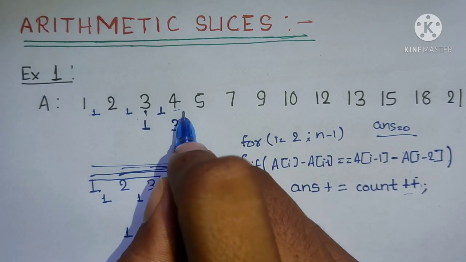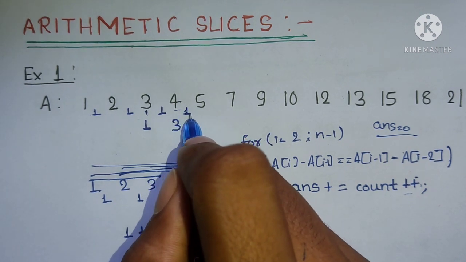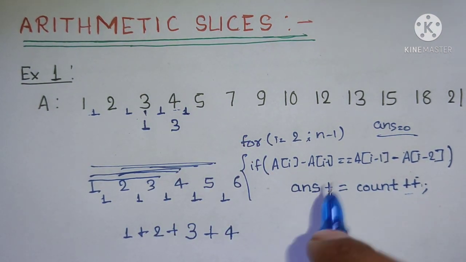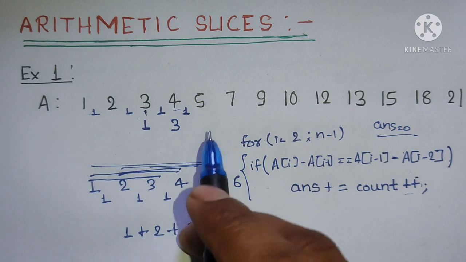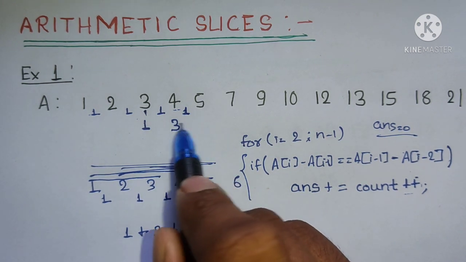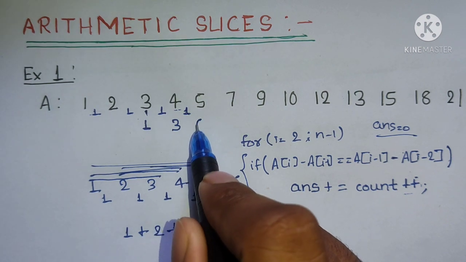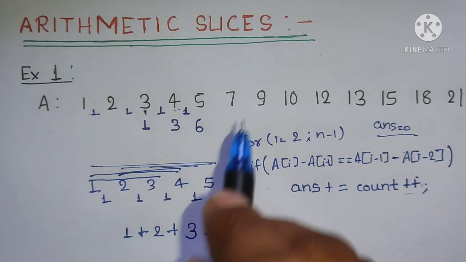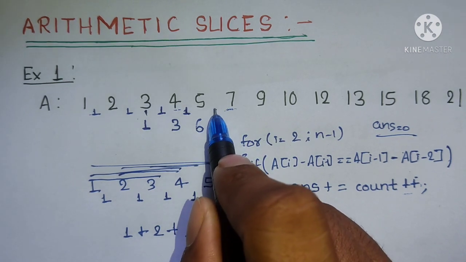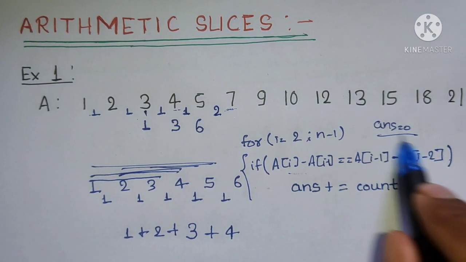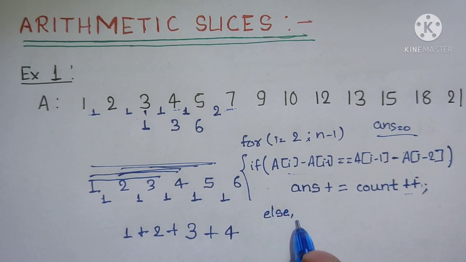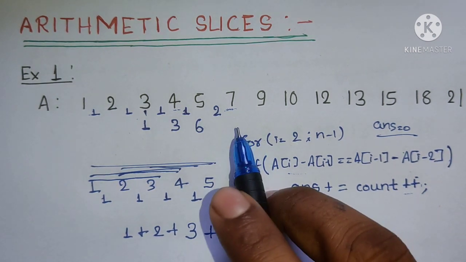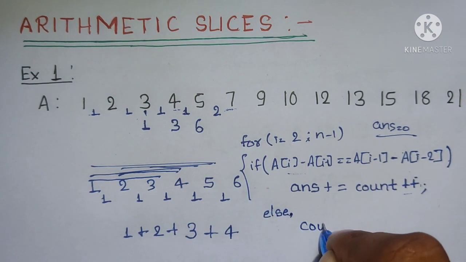Then we move to this element. Here also the difference is 1. The count is 3 now, because in the last step we again incremented the count, and the answer will be answer plus count, which equals 6. Okay, and when we move to this element, the difference is 2 and this condition is not satisfied. So we write the else condition, and the statement for else is that we reinitialize the count.